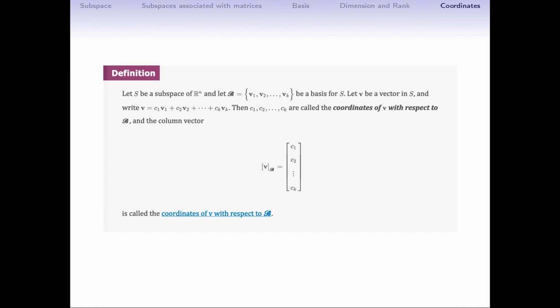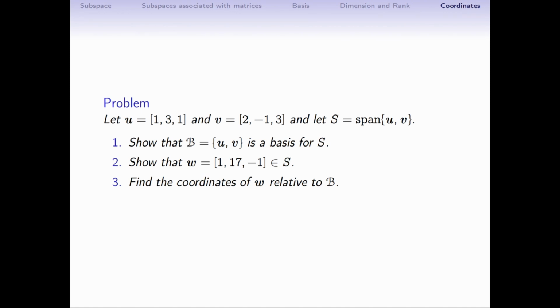Now let's try a problem. Let u be the vector (1, 3, 1), and let v be the vector (2, -1, 3), and let S be the subspace spanned by u and v. Let's first show that B, consisting of the vectors u and v, is a basis for S. Then let's show that the vector w consisting of (1, 17, -1) is an element of the subspace. And then finally, let's find the coordinates of w relative to B.